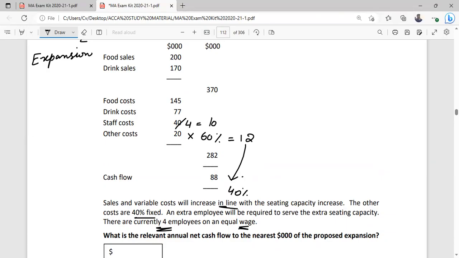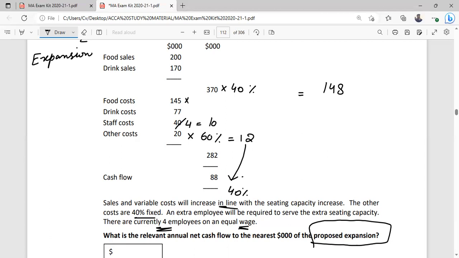What is the relevant annual net cash flow to the nearest thousand of the proposed expansion? Only asking for the expansion. So that's why you will calculate incremental cash inflow of 40% from the sales, which is 370 into 0.4, it is 148.